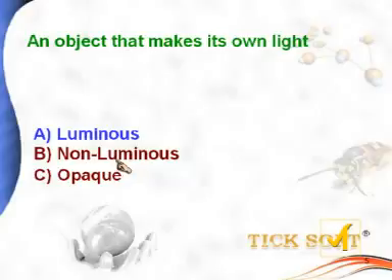Okay, see the option D, non-luminous objects. What are non-luminous objects? Non-luminous objects do not make their own light. The example is moon. The moon is a non-luminous object because it does not have its own light, it gets light from the sun. And opaque objects do not allow the light to pass through them. Okay, here the answer is luminous objects.